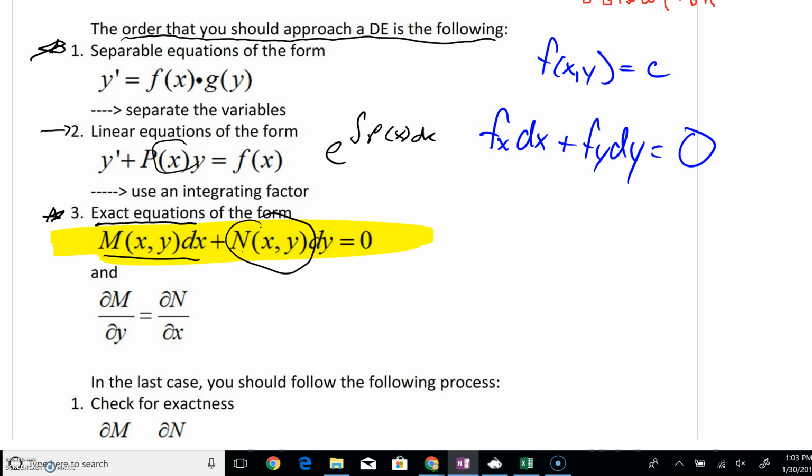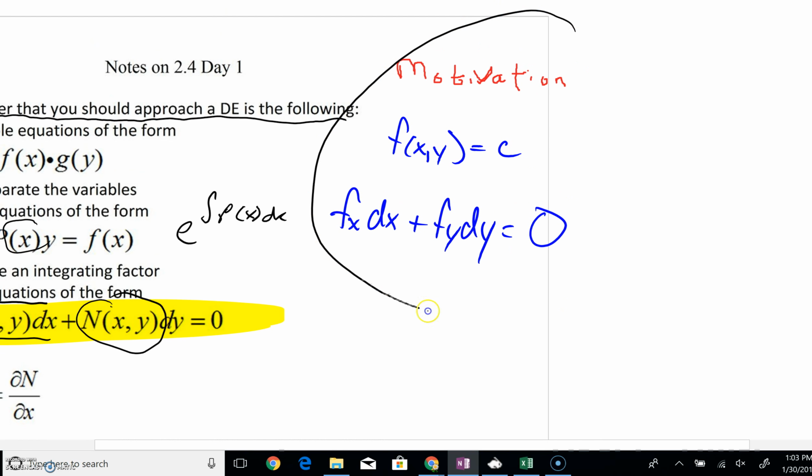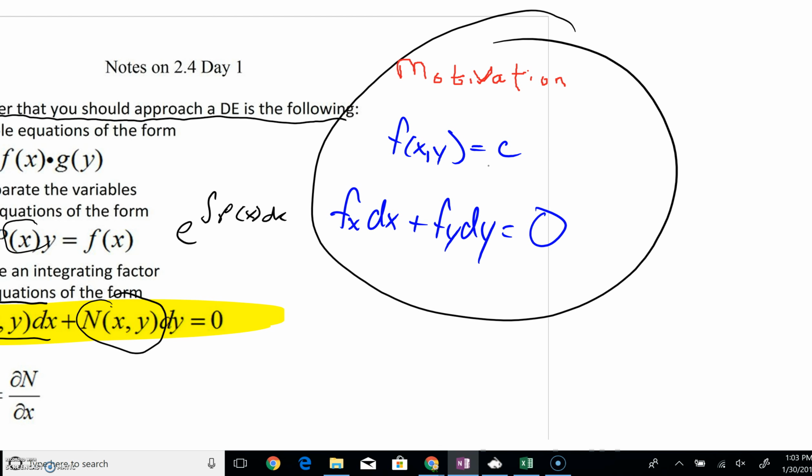And if that seems oddly familiar, that's because what's driving this whole method is going back to multivariable calculus. And if you're looking at this, you're probably thinking, isn't that really Clairaut's theorem? Where you would say, in essence, take a look, here's the motivation that would be happening. Let's just say that you have a function of x and y, and it's equal to a constant.